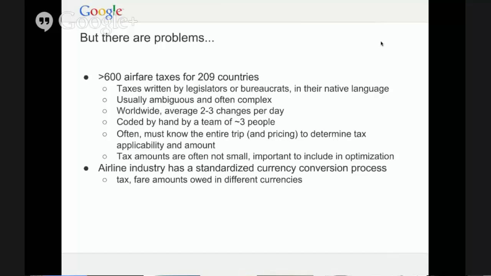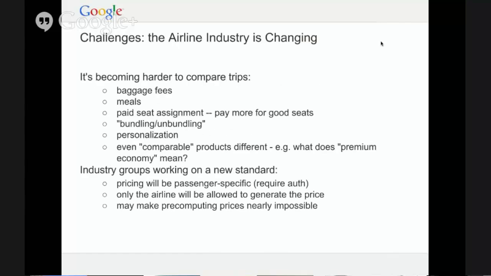But moving forward, it's getting even more interesting in that the airline industry itself is changing. It's becoming increasingly harder to compare trips. For example, now you've got one economy ticket that costs $25 more than another economy ticket, but the cheaper economy ticket has a baggage fee of $50. So which one's cheaper? It depends on whether you're carrying baggage or you're not. Meals in some cases are free, in other cases you have to pay for it. Now you have airlines offering paid seat assignments. That is, they say, oh, if you want a seat on the exit row that has a little bit more legroom, you have to pay $15 more.